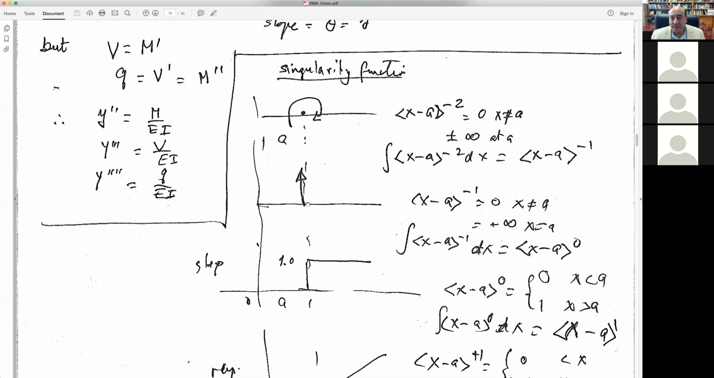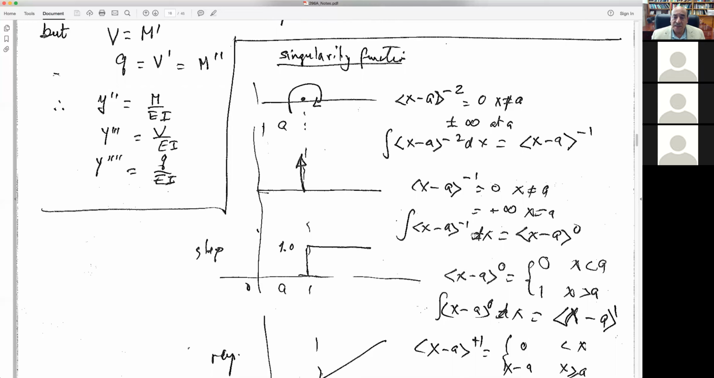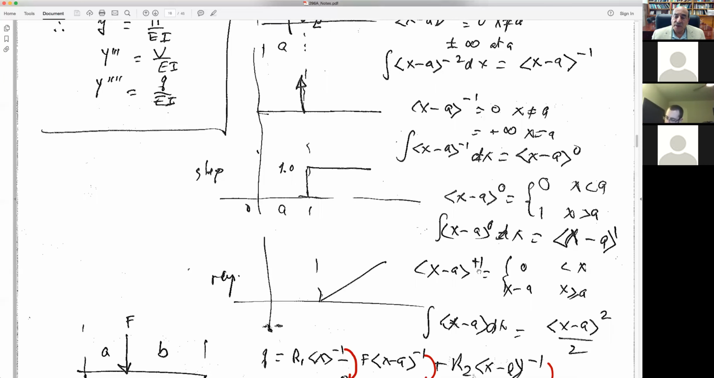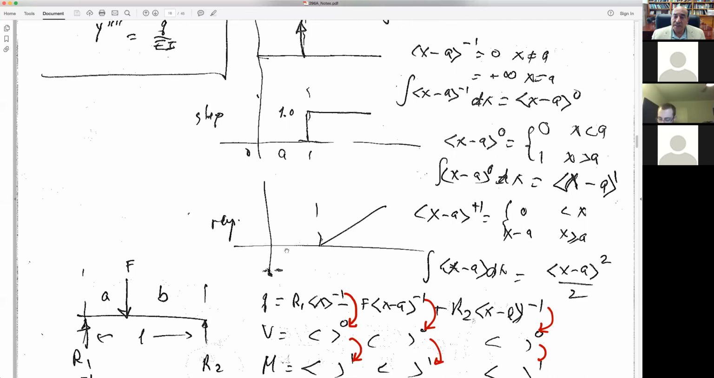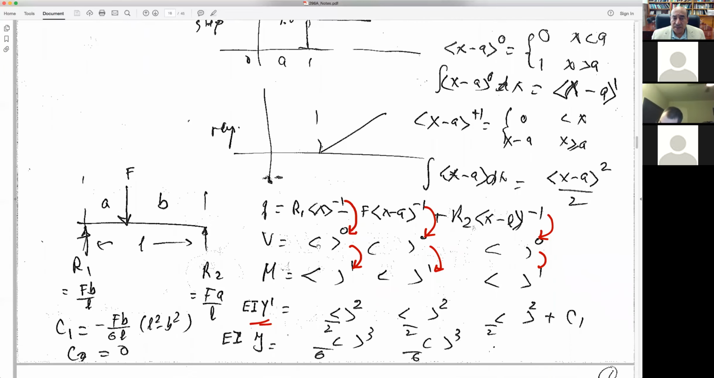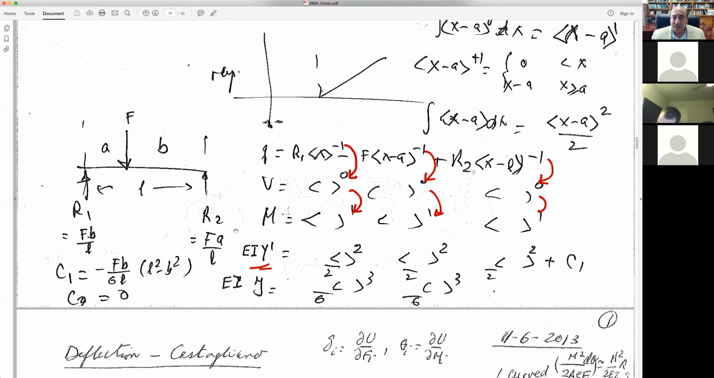You can say, if I integrate it over the entire domain, then it will have a bend. So the integration of x minus a to the minus 1 over the entire domain gives us a step function, which is 0 up to x equals a, and then beyond that point, it is equal to unity. So that's a step function. And then the step function, which is x minus a to the 0, if I integrate it one more time, gives us x minus a to the power 1. And that's a linear ramp, meaning that it is 0 up to x equals a, and beyond that, it is proportional to x.